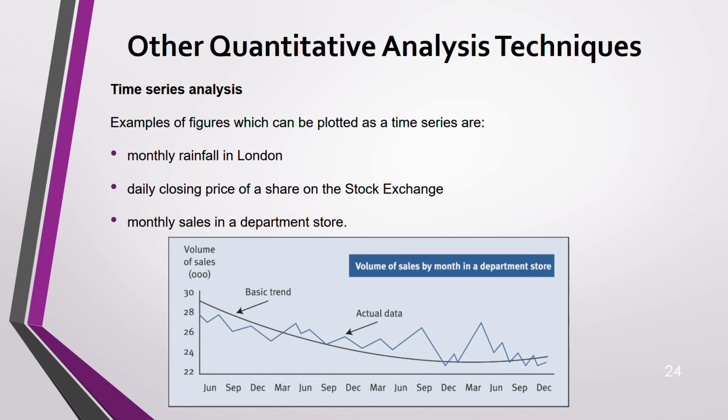X-axis, you can see the times are there. Y-axis, that is the volume of sales. And you have been given the two. One is the basic trend. You can see the basic trend is in a straight line or a little curved. But the actual data, if you see, is like a zigzag. Sometimes it's below the line, sometimes it's exactly on the line, sometimes it's above the line. That is the actual data.